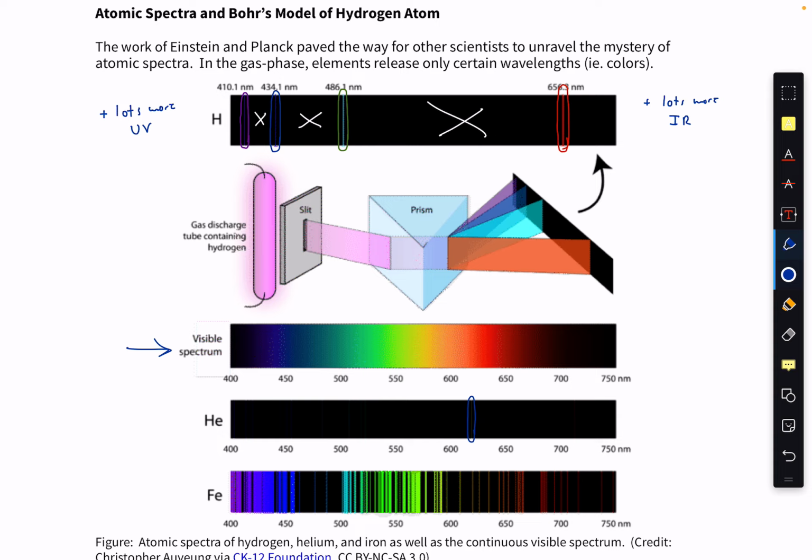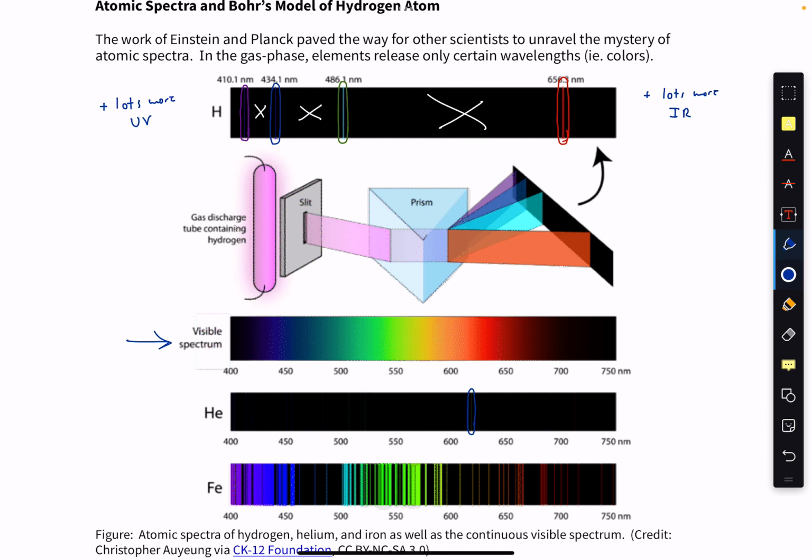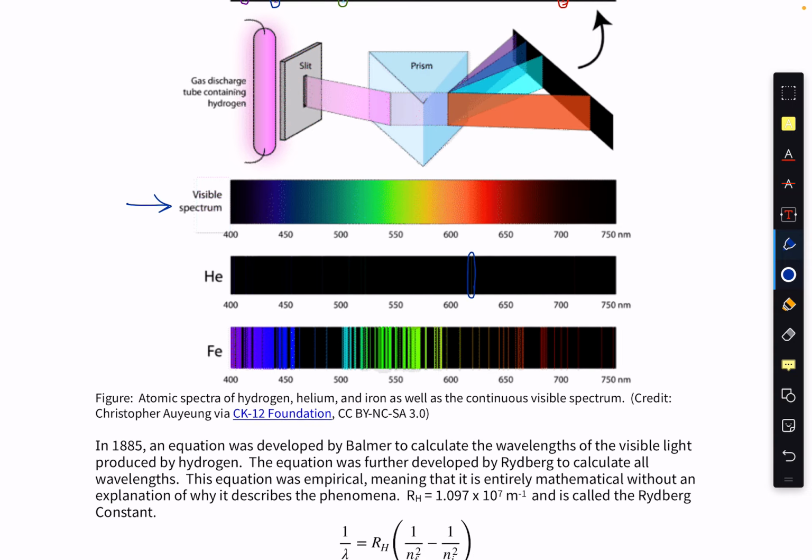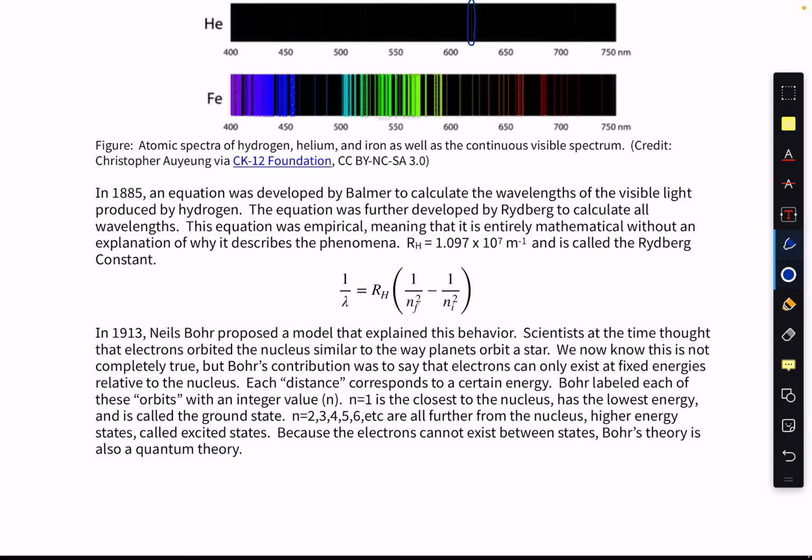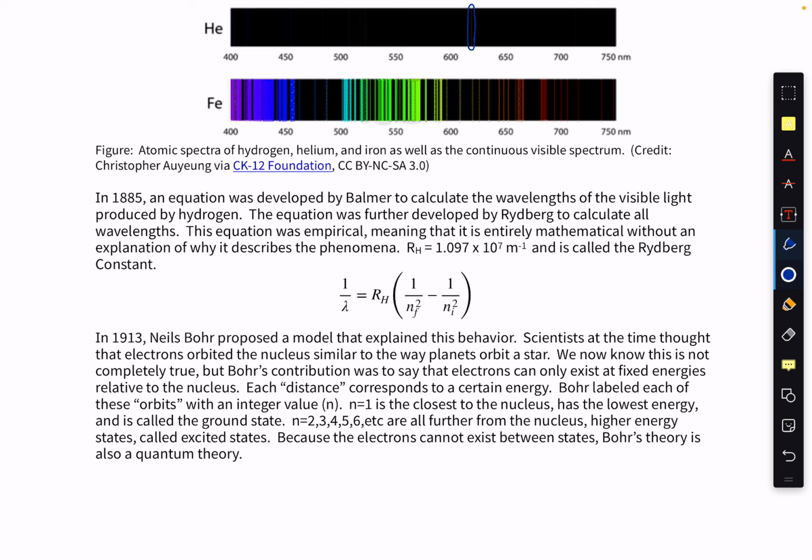Iron produces lots in the visible spectrum. You can get online and look up the spectra of other elements, and in the lab we will take a look at several of the elements. So the problem was, what gives? Why is this happening?